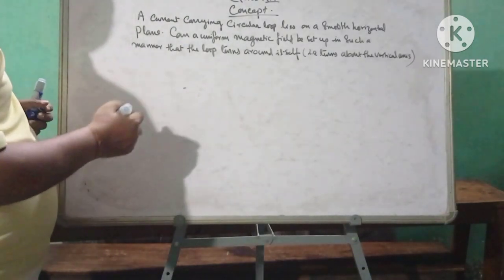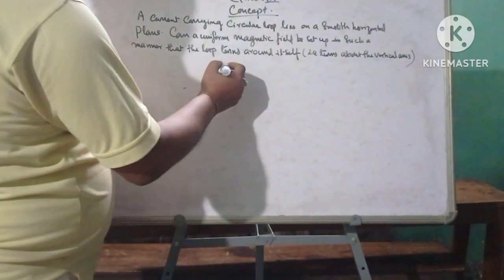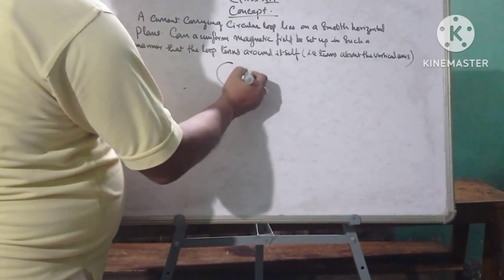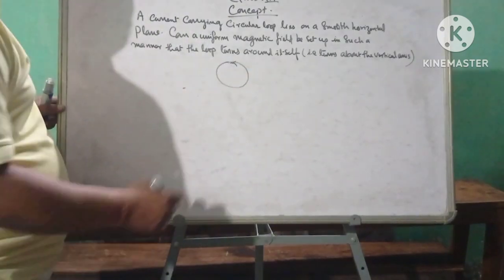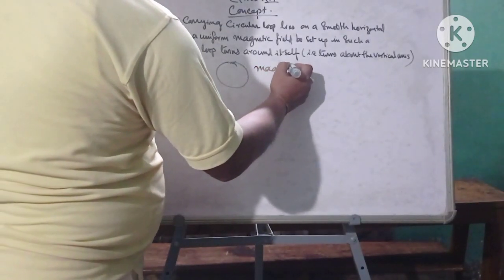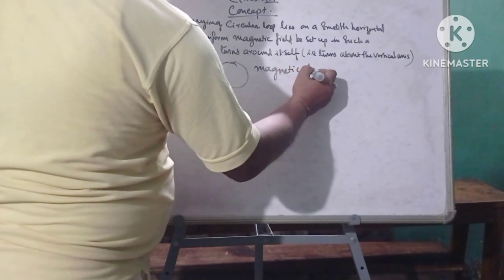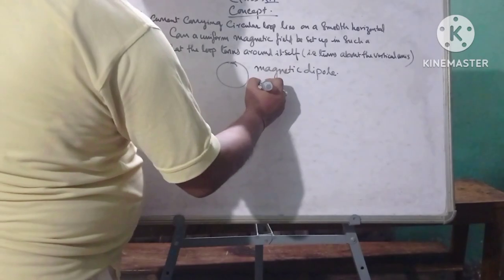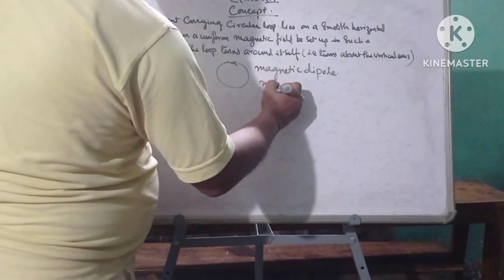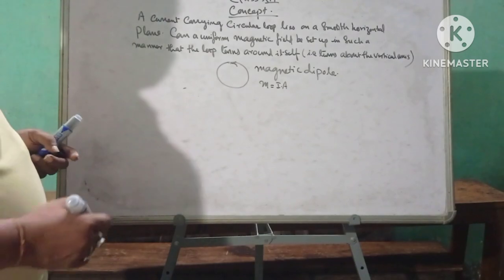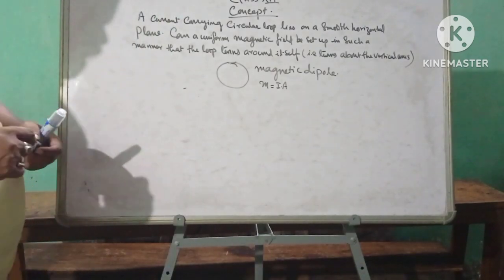So here, a current carrying circular loop behaves as a magnetic dipole, and the magnetic dipole moment is equal to I into area. This is the magnetic dipole.